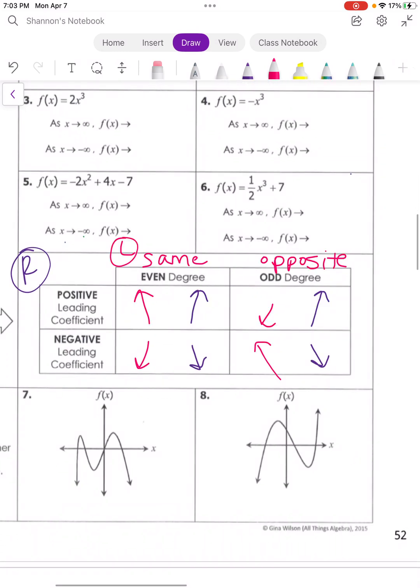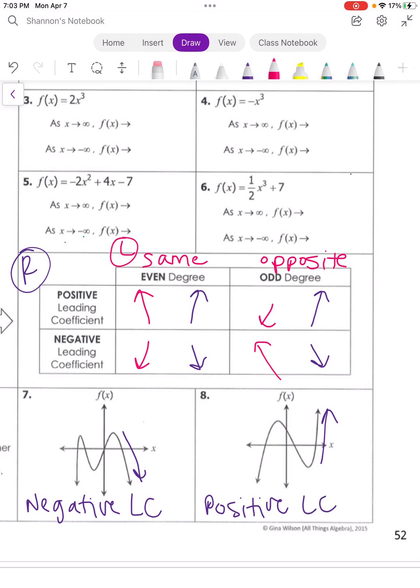So looking at 7 and 8, on 7, the right side goes down. So that would be a negative leading coefficient, which sometimes we will abbreviate as LC. Whereas on number 8, the right side is going up. So that's going to be a positive leading coefficient.